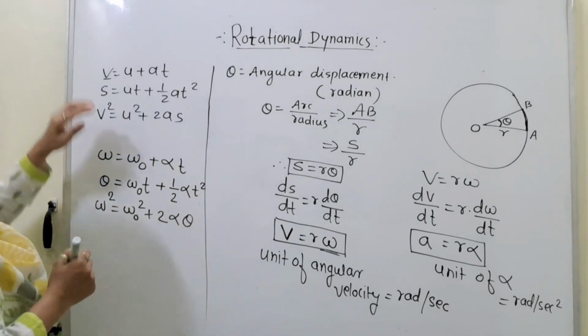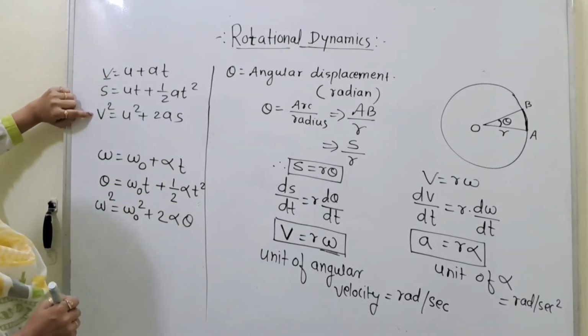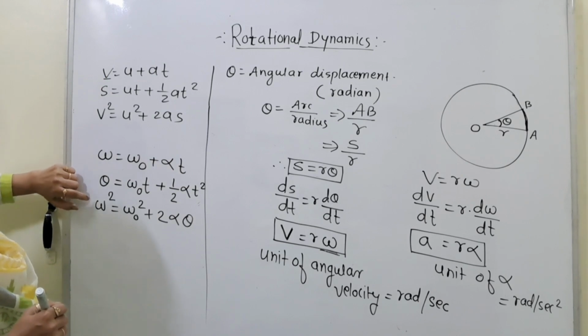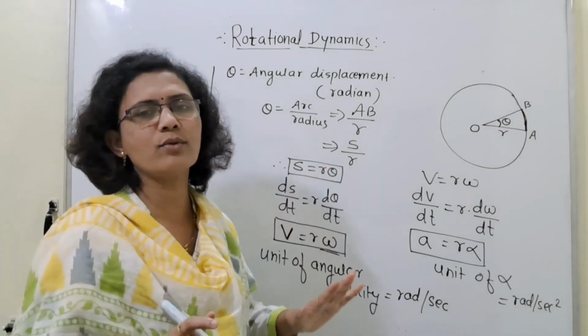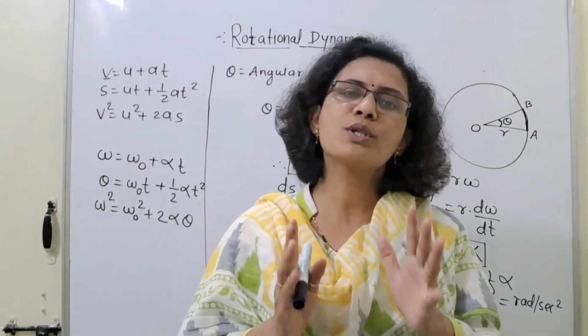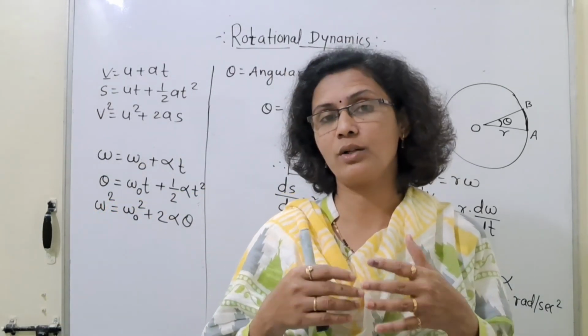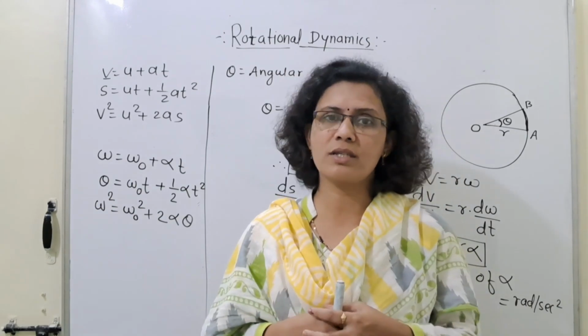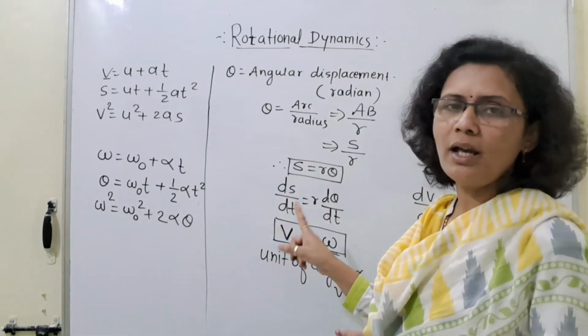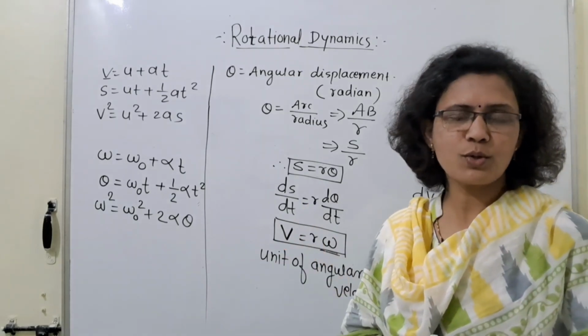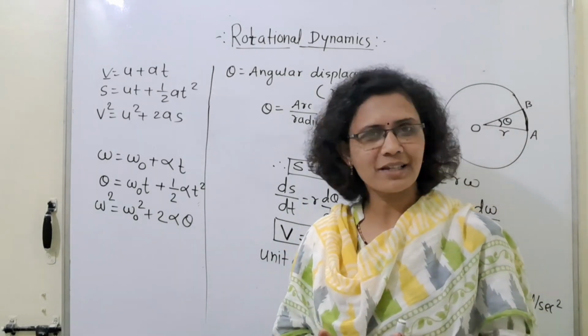These are the three equations in case of linear motion. These are the three equations in case of angular motion. All these basic terms you have to know before going through circular motion, because when we are going to make the derivations, you have to know the relation between linear motion and the angular motion. So hope you are going to understand all these things.